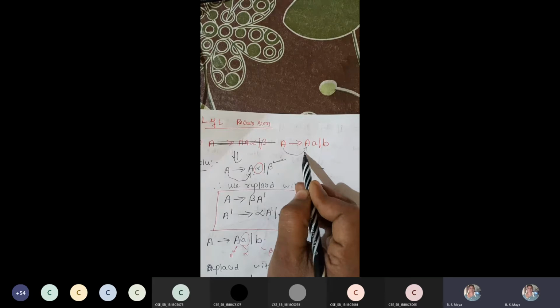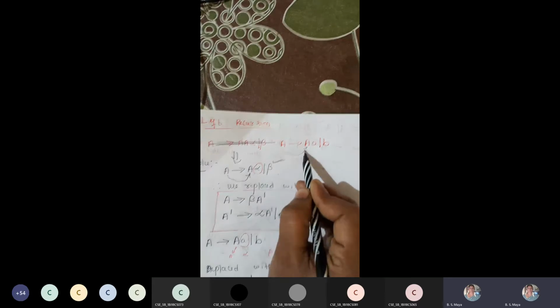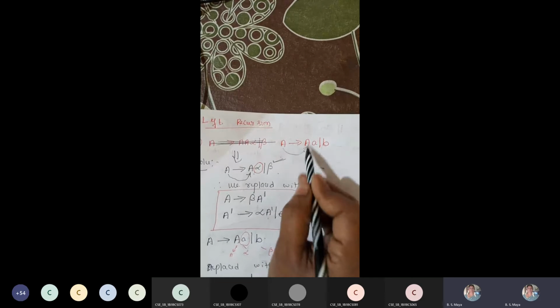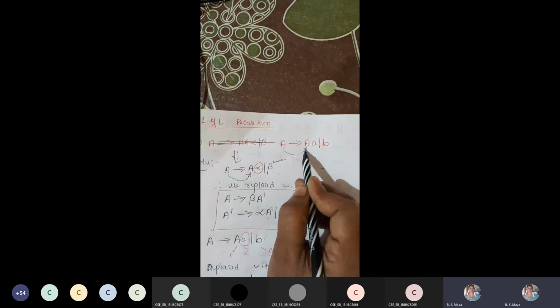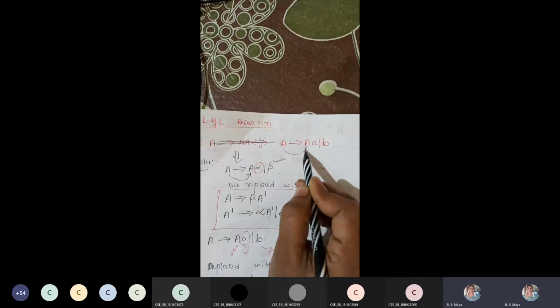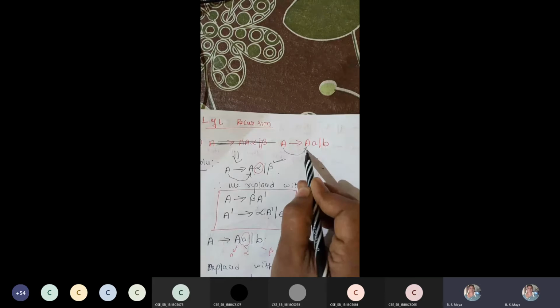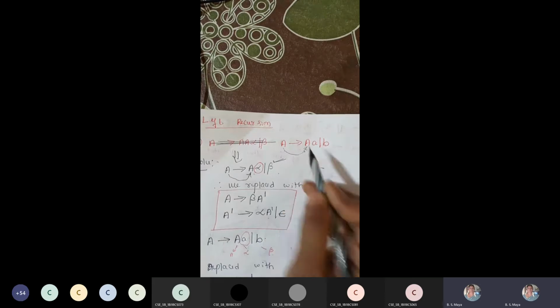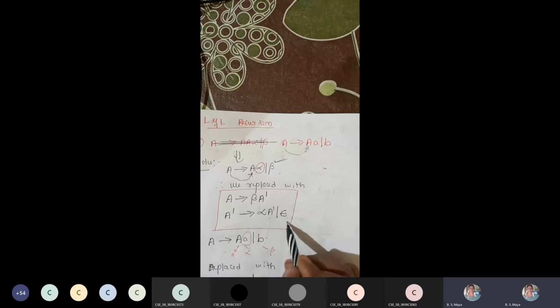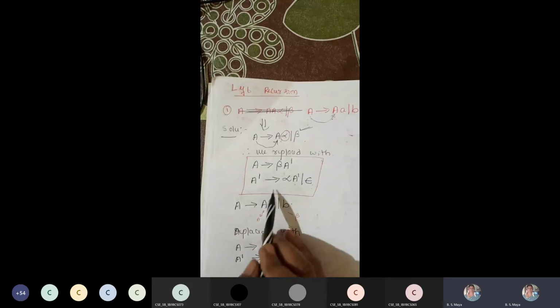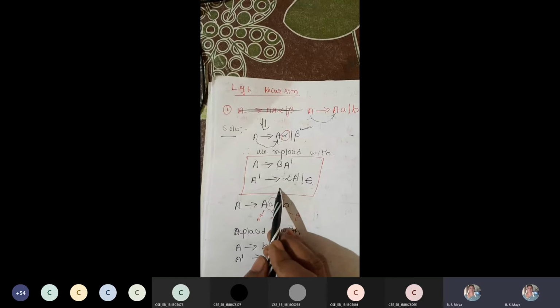First you clear that one. Does the grammar have left recursion or not? Because after the arrow mark I have the same non-terminal available, it is called left recursion. If it is left recursion, I have to remove it by applying these formulas. These formulas are given on how to eliminate left recursion. The author has written how to remove left recursion.